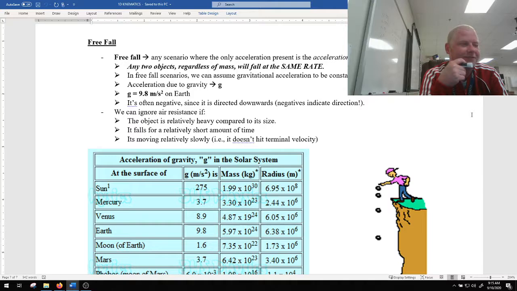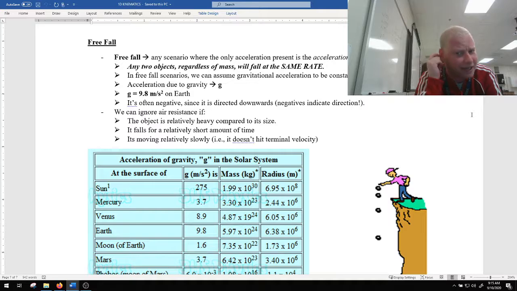Now, free fall scenarios are a bit of a simplification, but they work if we take into account 3 factors. It will work if the object's relatively heavy compared to its size, if it falls for a relatively short amount of time, and if it's moving relatively slowly, meaning it doesn't hit terminal velocity. So if those 3 conditions are met, we can treat the object as if it's in free fall, meaning that the air resistance is negligible.